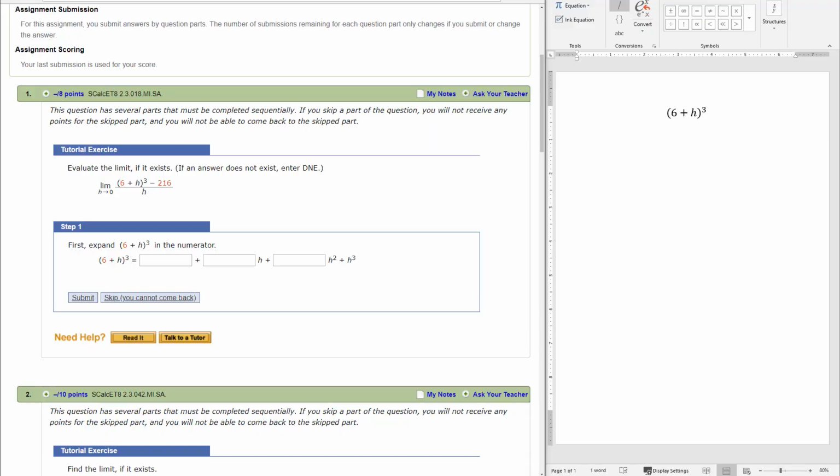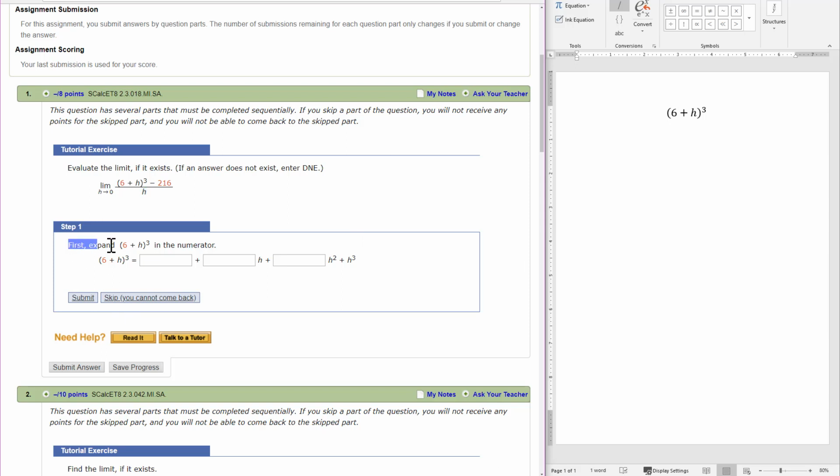Let's take a look at a question from your lab assignment, section 2.3. In this particular problem, they want us to evaluate the limit. And then if it does not exist, we're going to enter DNE. Alright, so this is our limit: the limit as h approaches 0 of (6 plus h) quantity cubed minus 216, divided by h.